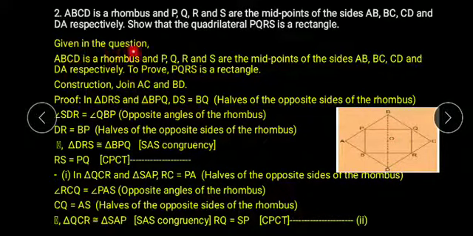So given ABCD is a rhombus, and PQRS are the midpoints of sides AB, BC, CD, and DA respectively. What we have to prove? PQRS is a rectangle. Now construction: we have to join AC and BD. So we'll join these two vertices, or we can say the diagonals, AC and BD.